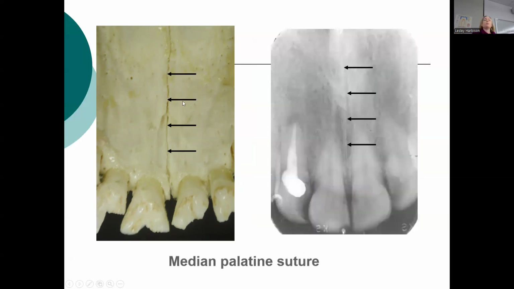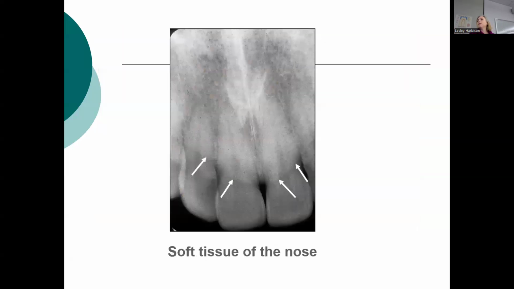Now the suture is being highlighted. Okay, this is soft tissue of the nose. This can get a little tricky. I absolutely agree because it depends on the position of the patient. It depends on the size of their nose and the size of their lips and all this kind of stuff.